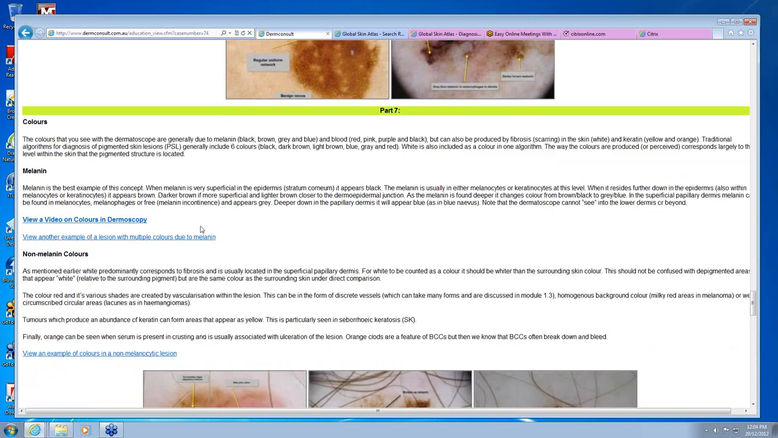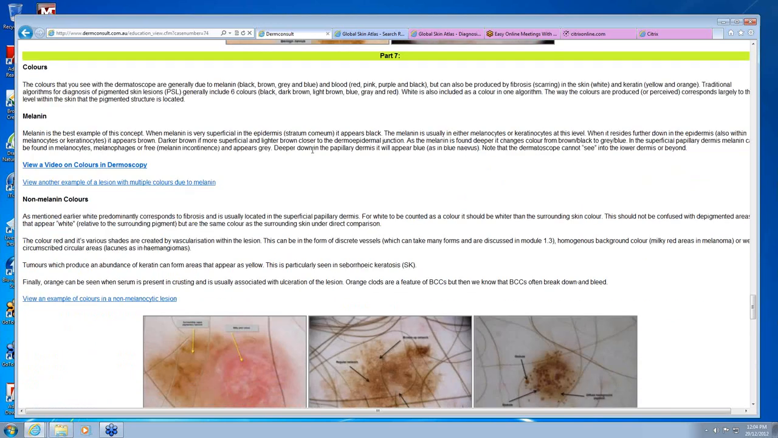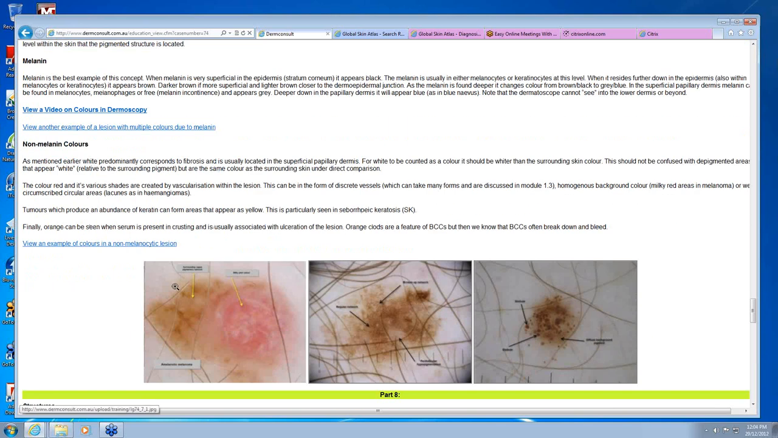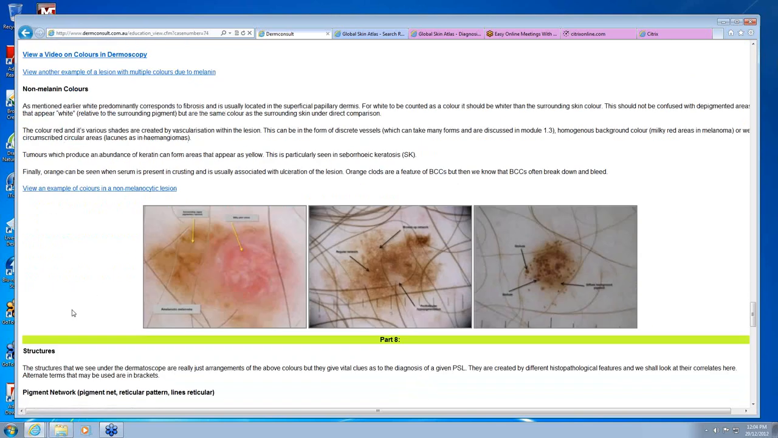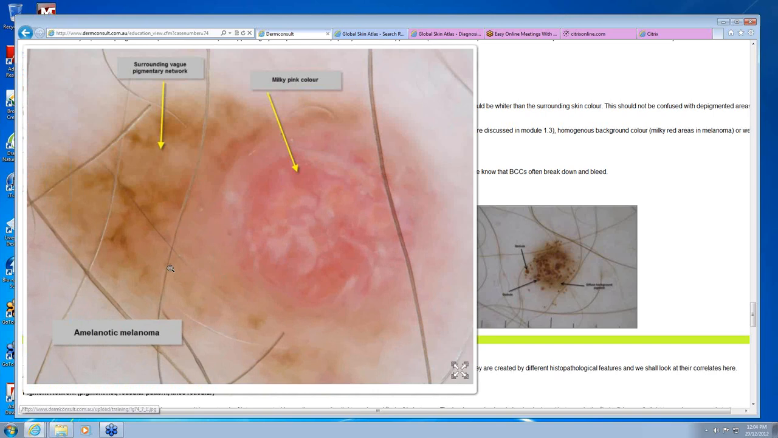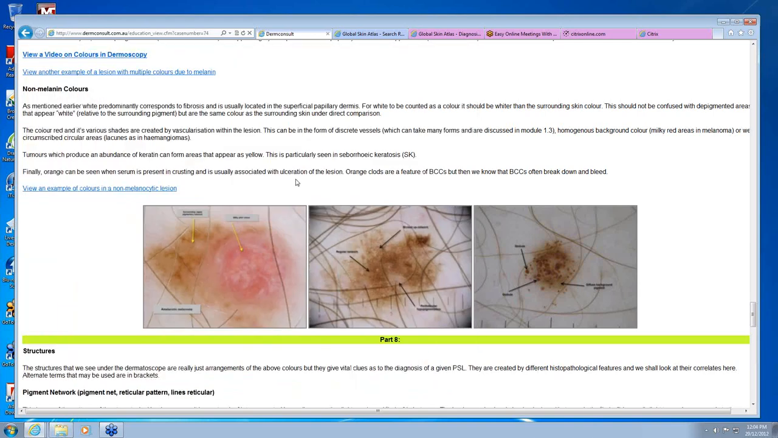So, we've commented already about melanin and the color it's going to appear. We've talked about some of the non-melanin colors as well, the pinks, the whites, the yellows, and the orange. This was just a good image of an amelanotic melanoma that had arisen beside a pigmented lesion. This was an amelanotic focus. There were some white lines within this and a milky pink color as well. The vague pigmentary network in this area here.